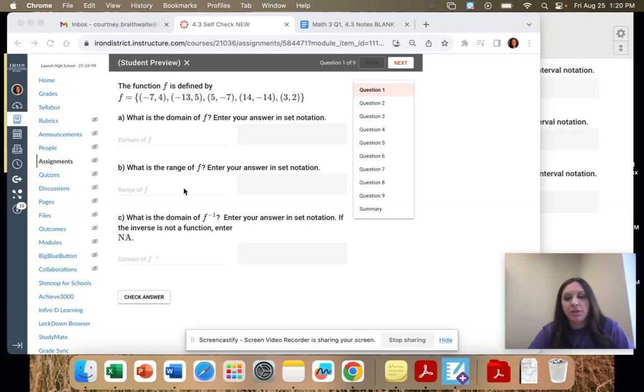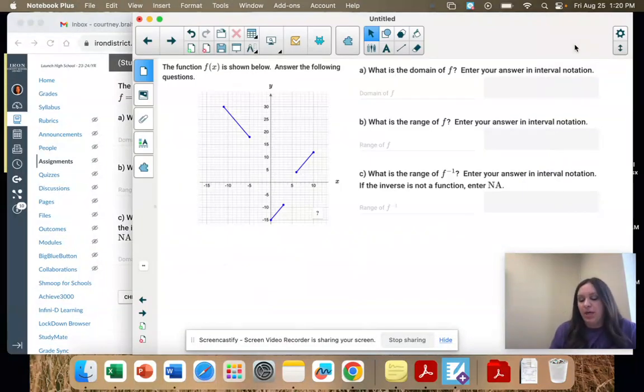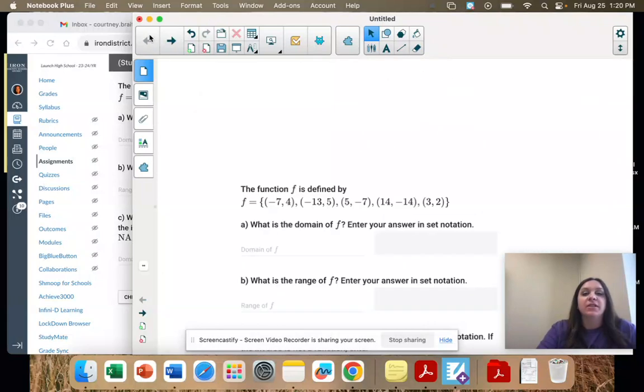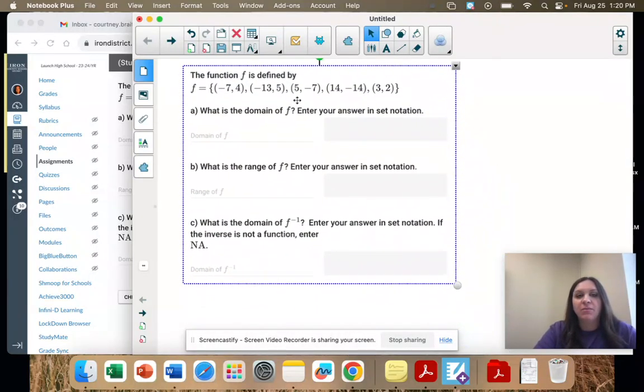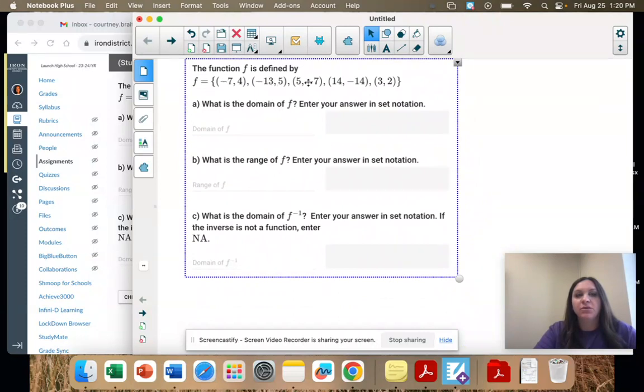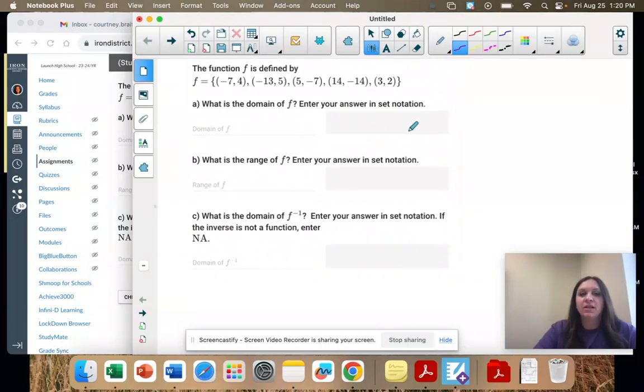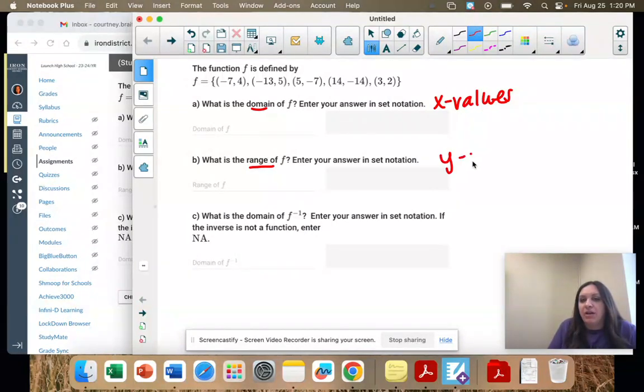So 4.3, we're talking about domain and range and inverses. So the domain of a set of points. Here I have a function defined by, and then I have 1, 2, 3, 4, 5 points. And it's asking for domain and range in set notation. So domain is x values. Range is y values.